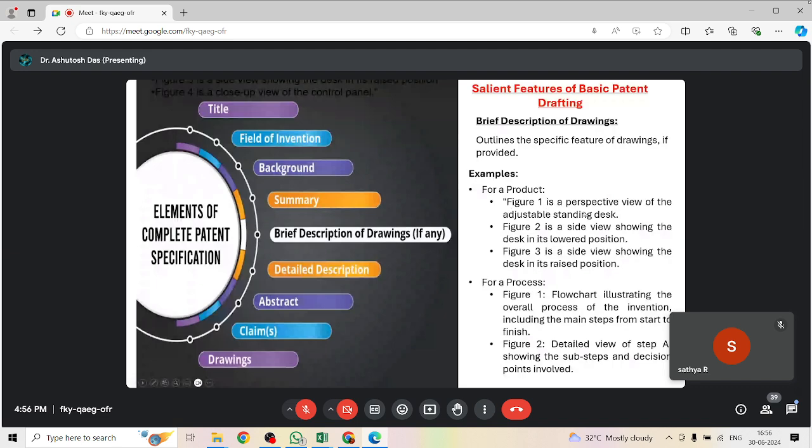Figure 1 is a perspective view of the adjustable standing desk. Figure 2 is a side view showing the desk in a lowered position. Figure 3 is a side view showing the desk in various positions. Like this for the product. A mechanical device or product, you can show like this.